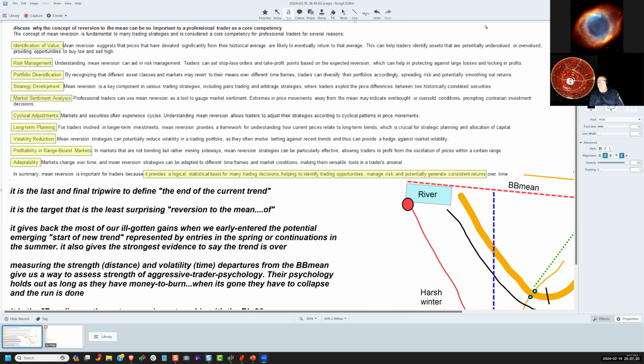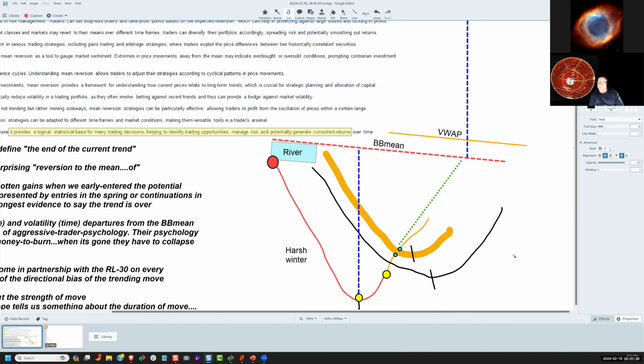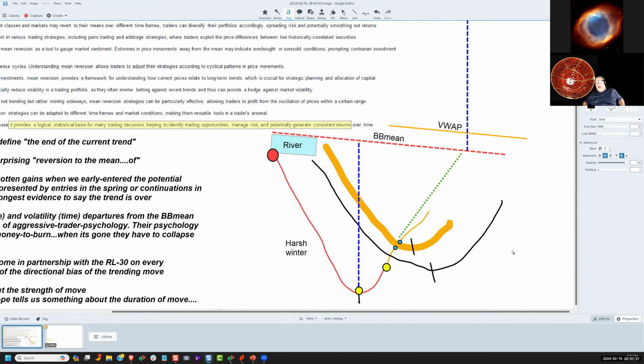You've got both VWAP and the Bollinger Band mean on your 30-minute and your 3-minute charts. So how are you prioritizing them? I'm really using them in the same way.